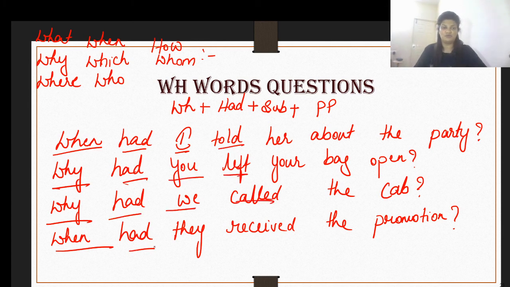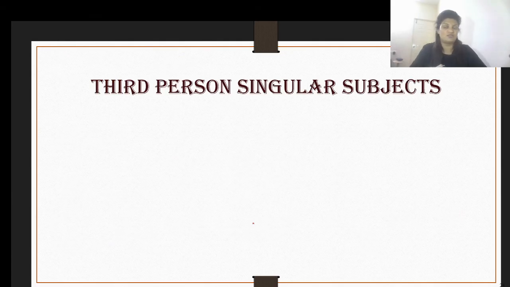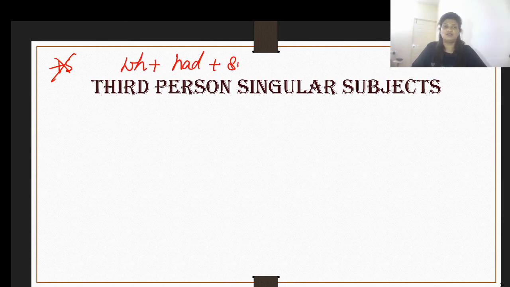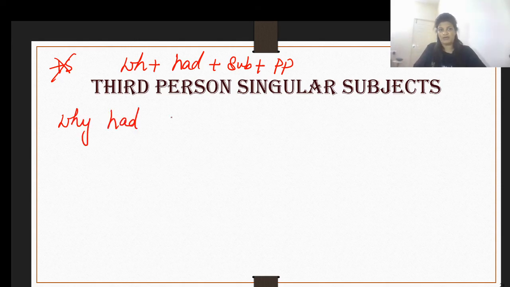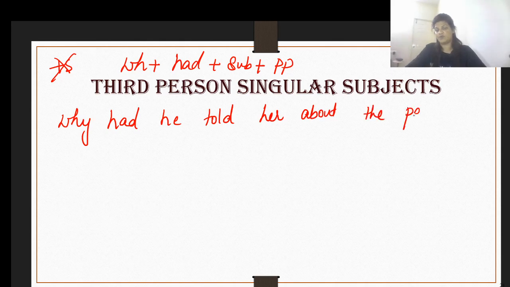Now let us move on to the next factor, which is third person singular subjects. Like I told you earlier, there is no change when it comes to third person singular subjects over here, like in present tense usage. No plus S format over here. The sentence structure still remains the same: had, subject, and past participle. So what are we going to use over here? Let us say we use why, and obviously why had, and let us go ahead with he. Why had he told her about the party? Or you can also say, when had he told her about the party?